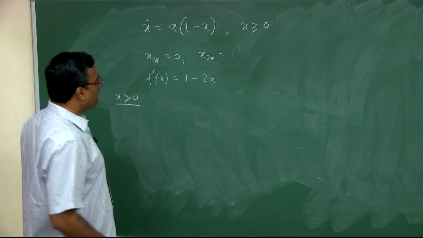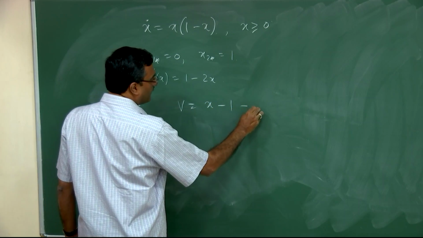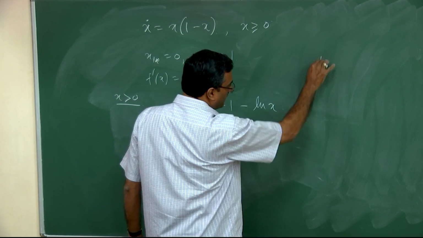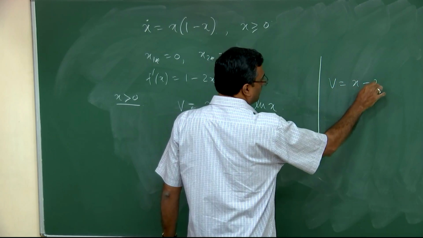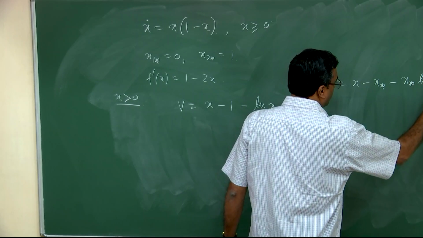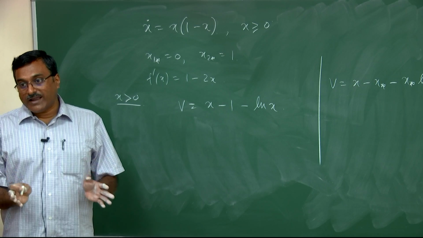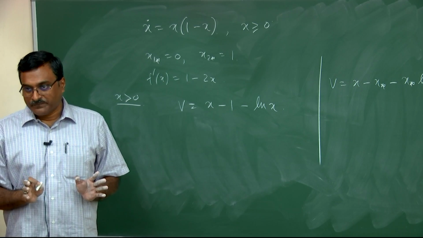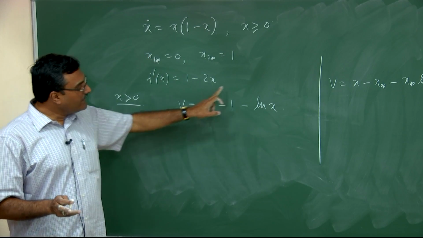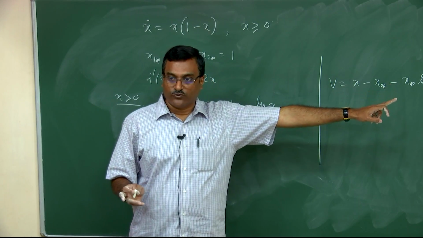So for this problem I can construct this V as x minus 1 minus ln x. So what is the general format for this kind of Lyapunov function? The general format for this type of Lyapunov function is x minus x star minus x star ln(x by x star), but you should keep in mind there is no unified way by which you can construct a Lyapunov function for a given system. It is rather some sort of trial and error method, but for this problem you can construct a Lyapunov function like this, and this is obtained from this structure by considering x star equal to 1.